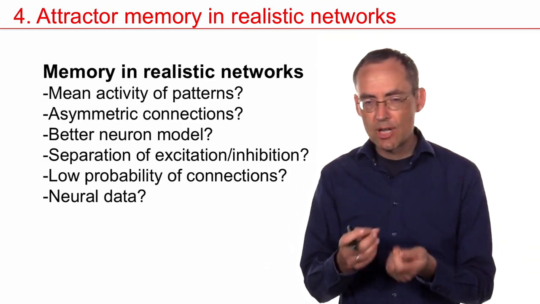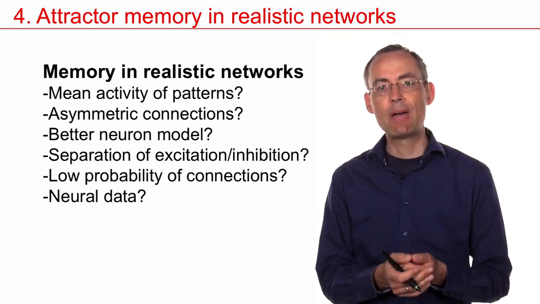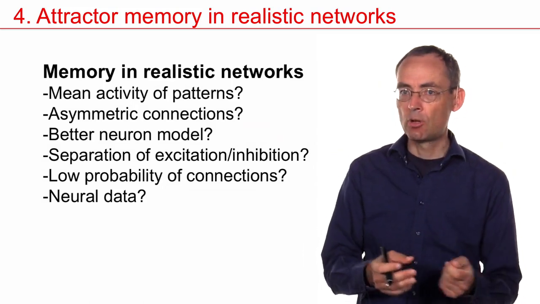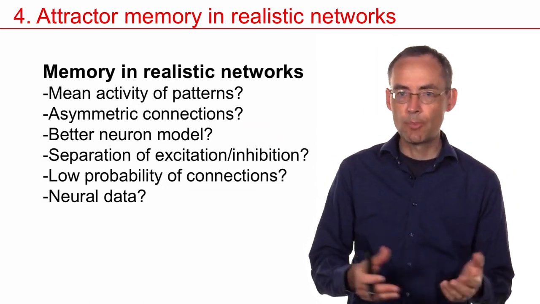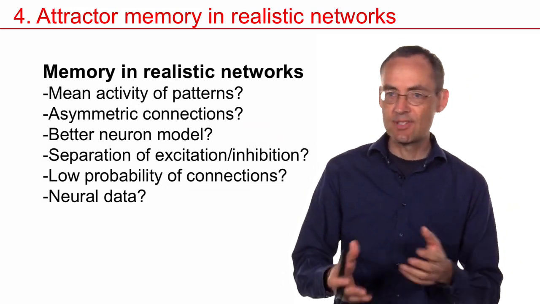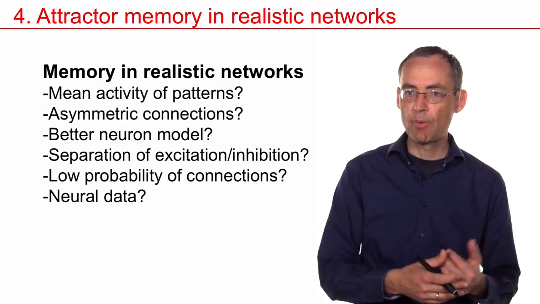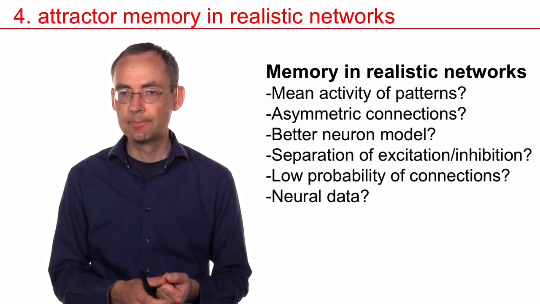Can we change the model such that we would have a lower mean activity of the patterns? Can we generalize the model such that it would work for asymmetric connections or for a better neuron model? Or can we separate excitatory and inhibitory neurons? Can we work with a low probability of connections? And in the end, how does this relate to neural data?